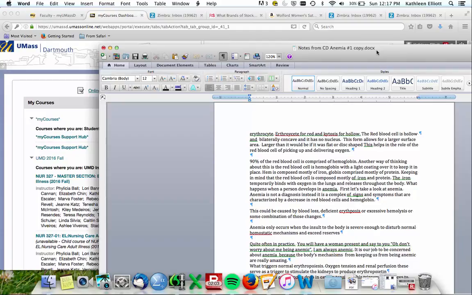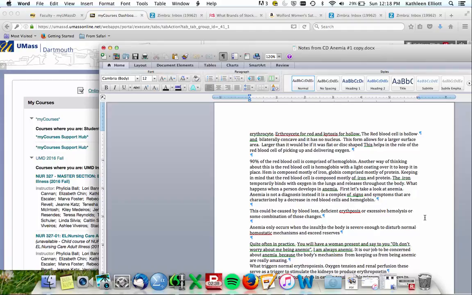But what happens when a person develops anemia? Let's first take a look at anemia. Anemia is not a diagnosis. Instead, it's a complex of many signs and symptoms that are characterized by a decrease in red blood cells and hemoglobin. Anemia could be caused by blood loss, deficient erythropoiesis, or excessive hemolysis, or some combination of those changes.